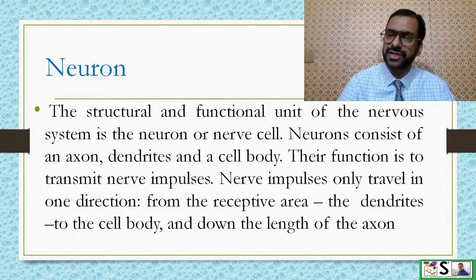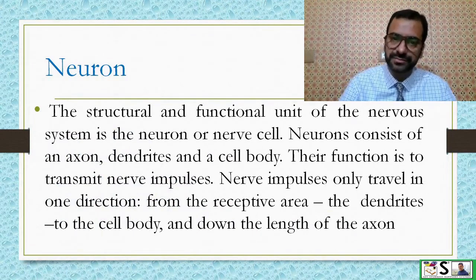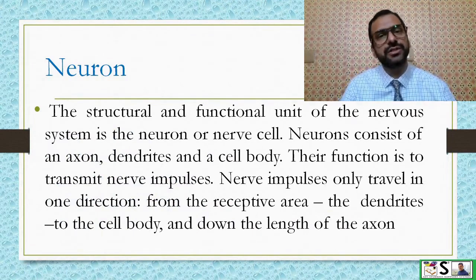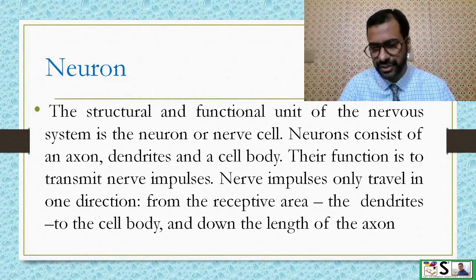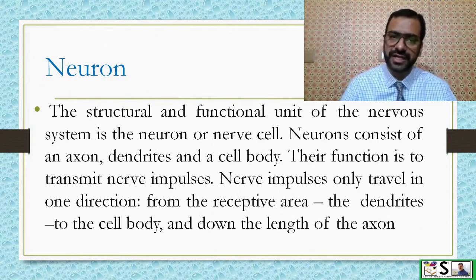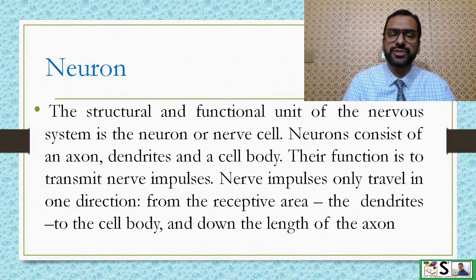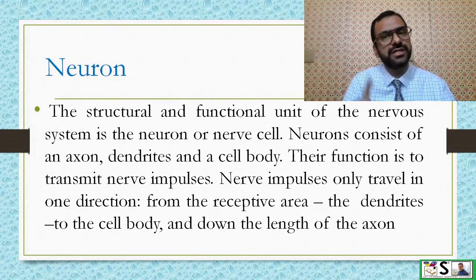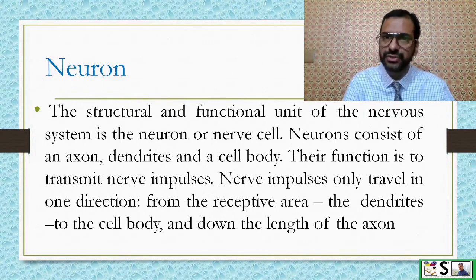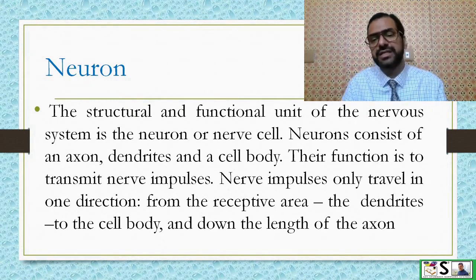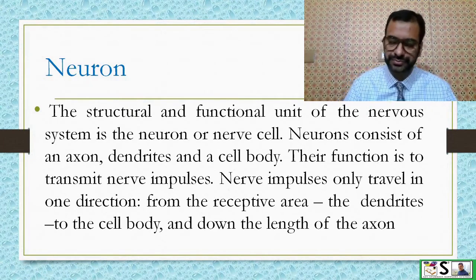The structural and functional unit of the nervous system is the neuron, also known as the nerve cell. Neurons consist of an axon, dendrites and a cell body. The function is to transmit the nerve impulse. A nerve impulse only travels in one direction in the neuron, from the receptive area in the dendrites, then to the cell body, and then to the axon.